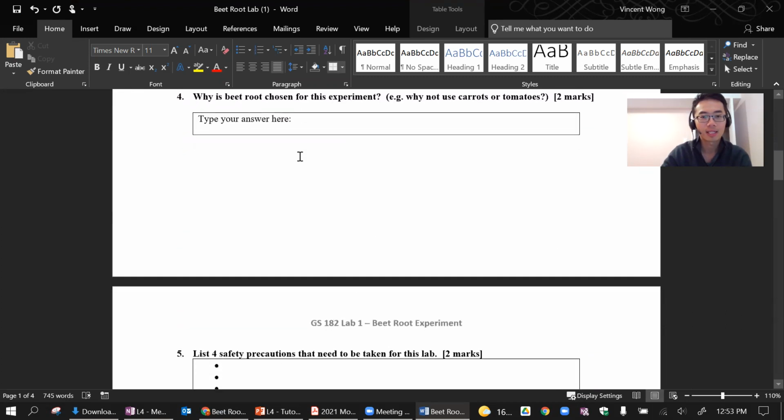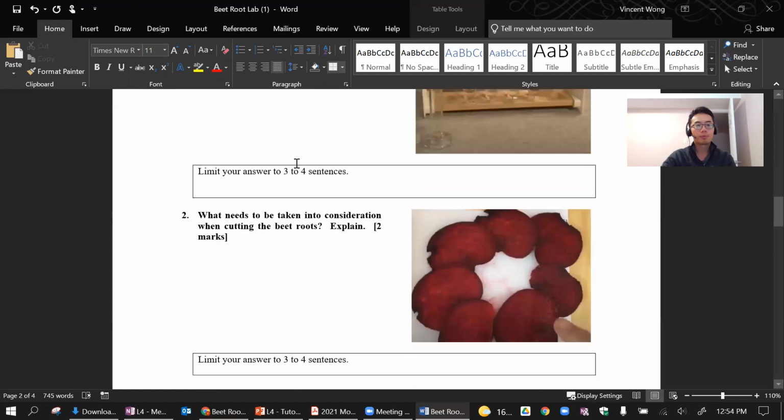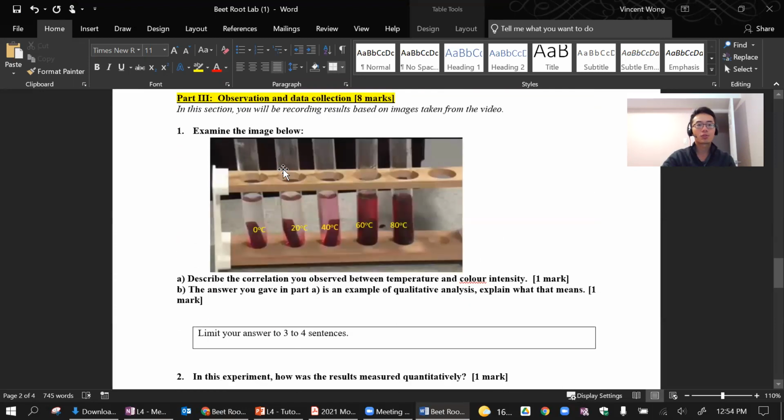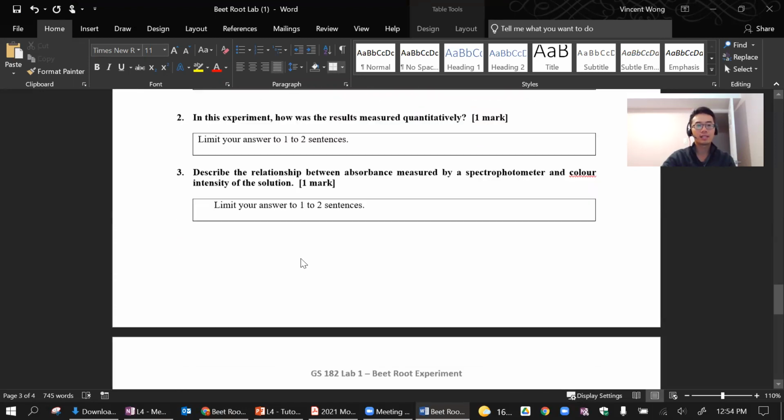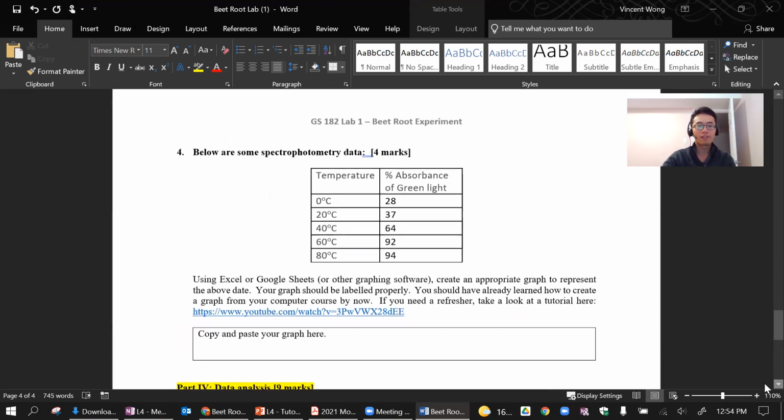The first part has about 5 questions. I think it's out of 10. Then there are some questions about procedures, so you would fill it in. Just fill it in and make sure you answer all the questions. Now here, there is some data that requires you to draw a graph.